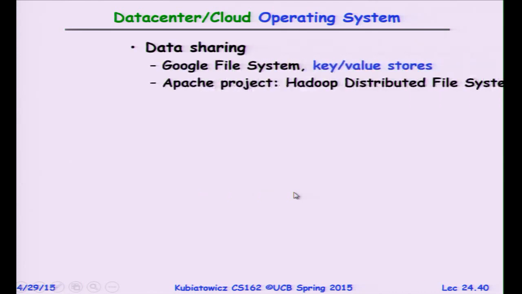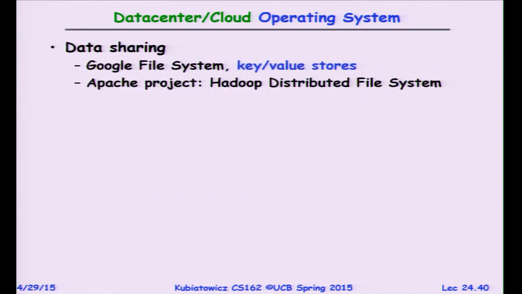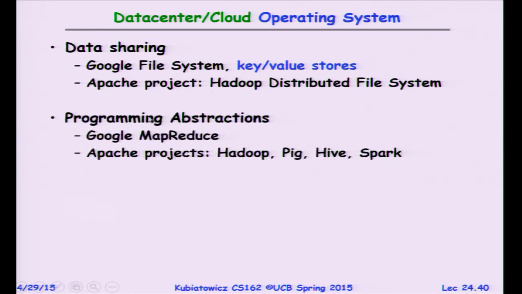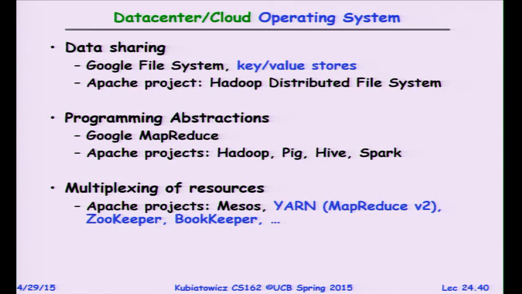What happens in a data center? Here, data sharing comes from things like the Google File System or key value stores. Or Hadoop Distributed File System, which is an Apache version of this. What are the programming abstractions? Well, maybe MapReduce or Hadoop or Pig or Hive or Spark. These are all names of abstractions that people use. And how do you multiplex resources? Well, you use something like Mesos or Yarn or Zookeeper or Bookkeeper. There's a lot of these.